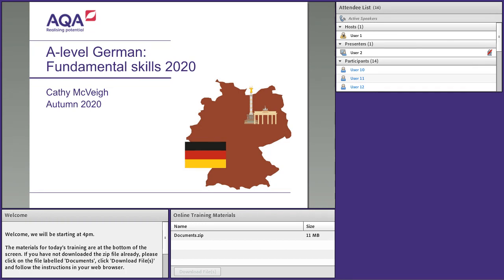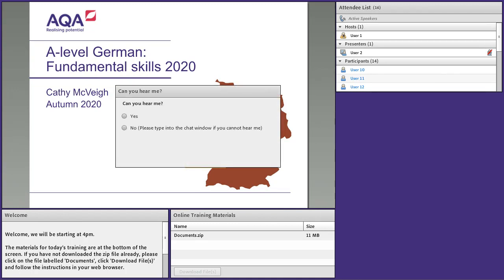First of all, please can I check that you can all hear me? You should be able to see a poll on screen. If you can hear me, please click the button next to yes. Thank you. There are a number of ways that you can communicate with us today. The main way is via the chat windows that you will see on every screen.